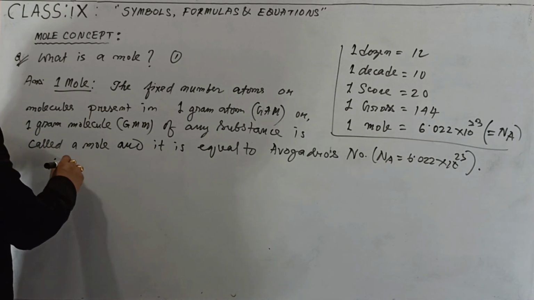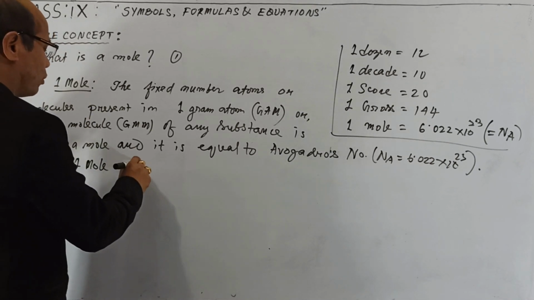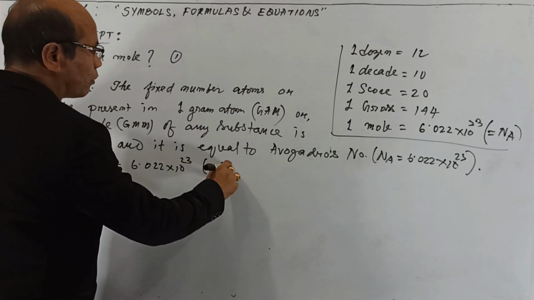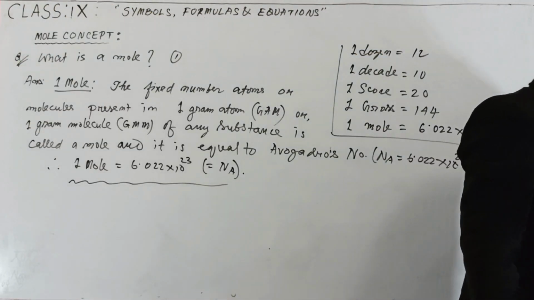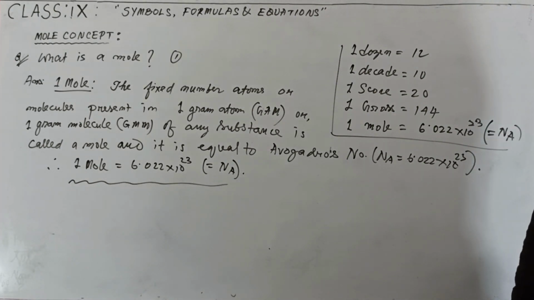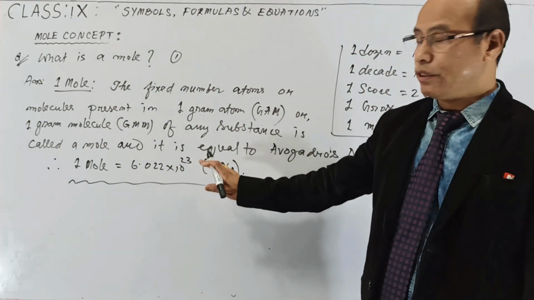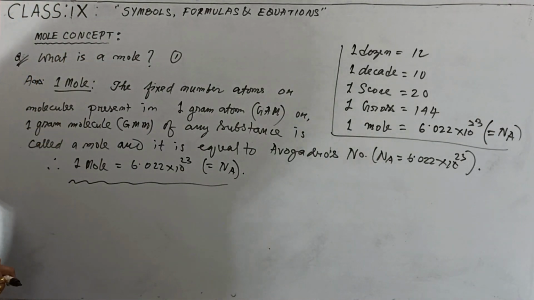Therefore, you can write 1 mole like this, 6.022 into 10 to the power 23, which is also equal to Avogadro number. So if you know Avogadro number, then it is almost the same as knowing mole. Mole and Avogadro number represent the same number, 6.022 into 10 to the power 23, this fixed number. So this is the definition for mole. We finished writing the definition of Avogadro number or Avogadro constant, and the definition of mole.